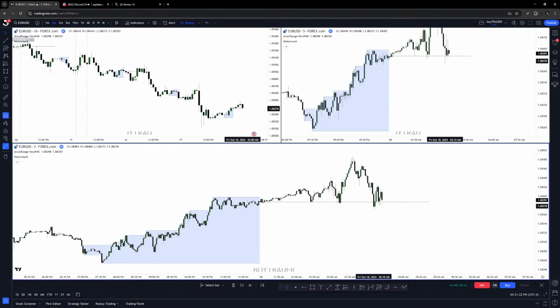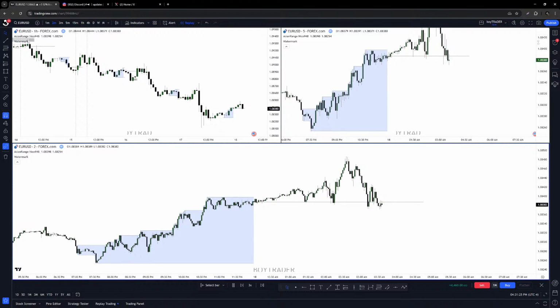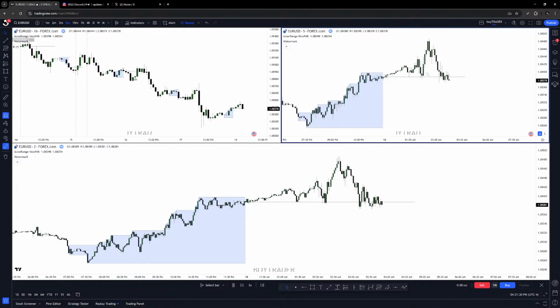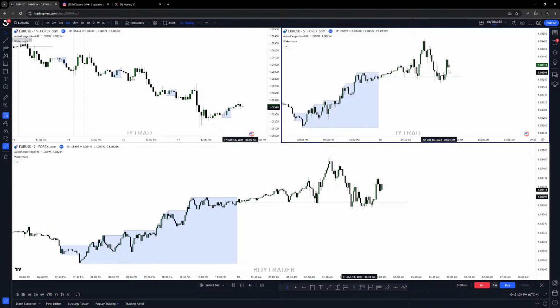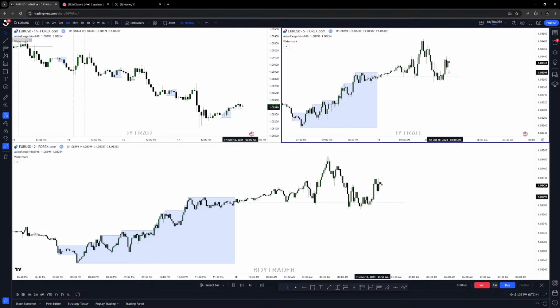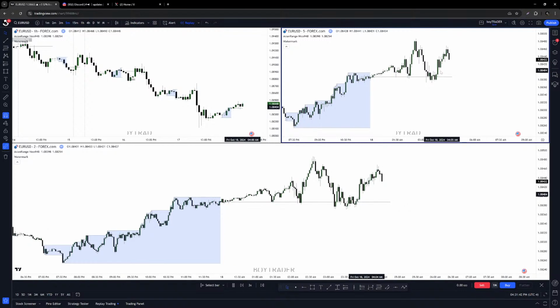Let's see, there's a shift. No shift yet. No shift on the 1 hour chart. Yeah, there's a shift now on the 5 minutes. Is there a fair value gap? Let's wait and see if it trades into it. It didn't trade into the 5 minute fair value gap until it then closes and drops down.